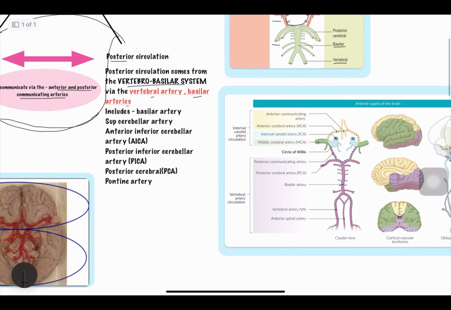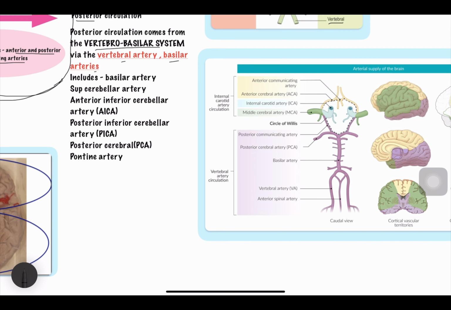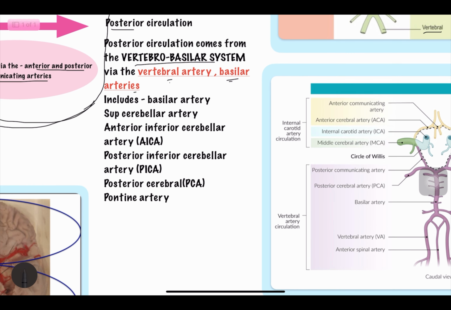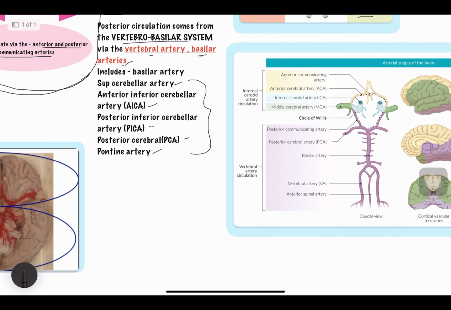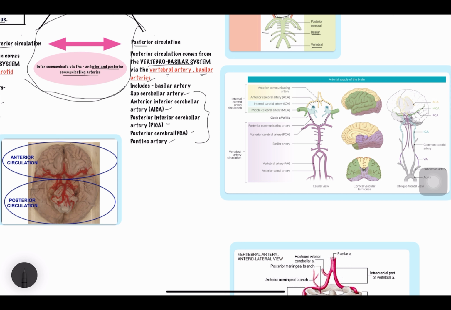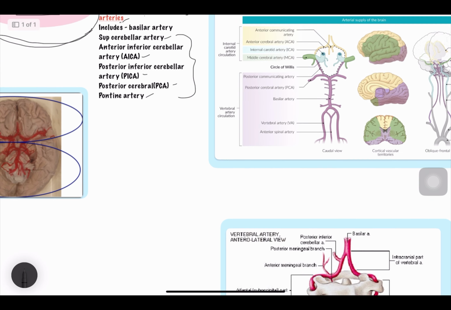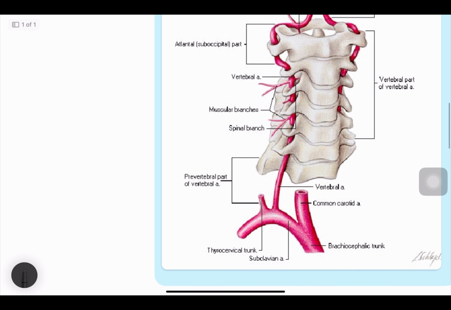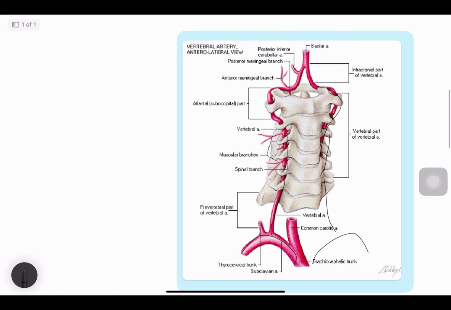Now, talking about the posterior circulation. Posterior circulation includes the vertebral artery and basilar artery, which give other branches like the anterior inferior cerebellar, posterior inferior cerebellar artery, posterior cerebral, pontine artery, and superior cerebellar artery. Talking about the origin of the vertebral arteries, the vertebral arteries are given off by the subclavian artery. The subclavian artery on either side gives rise to the vertebral arteries, which fuse and form the basilar artery.